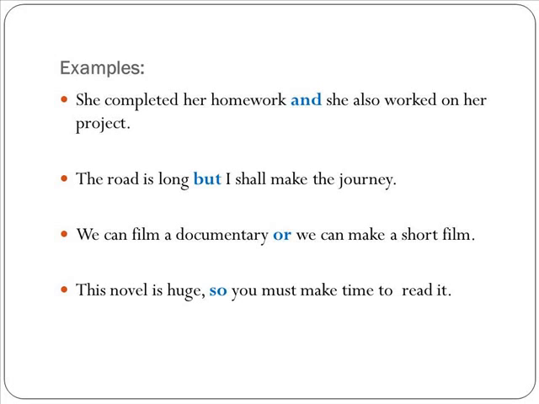Let's look at some examples of our coordinating conjunctions in action. She completed her homework and she also worked on her project. The road is long, but I shall make the journey. We can film a documentary, or we can make a short film. This novel is huge, so you must make time to read it.